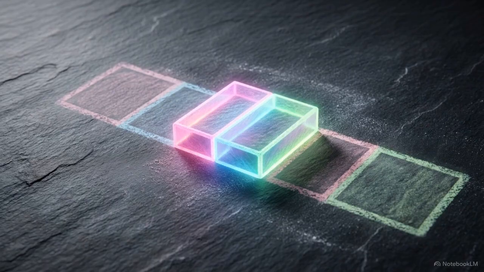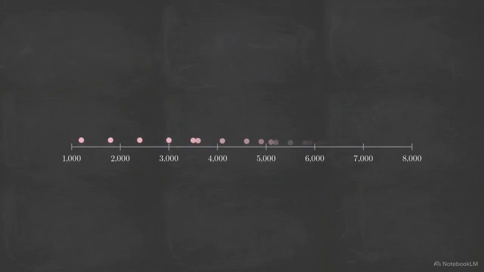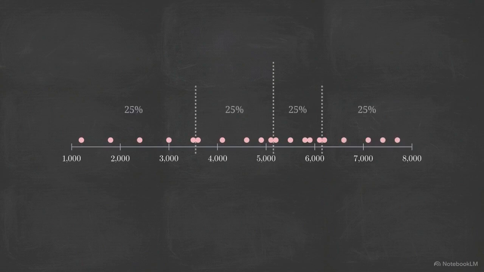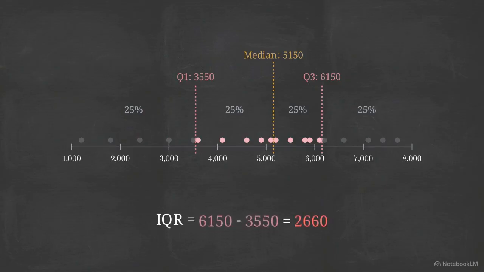This is the role of the interquartile range, or IQR. We start by dividing the ordered data into 4 equal segments, with each representing 25% of the observations. We find the median of the full set, then identify the medians of the lower and upper halves. For this data, the lower quartile, or Q1, is 3,550. The upper quartile, Q3, is 6,150. By subtracting Q1 from Q3, we get an IQR of 2,660. This is the width of the middle half of the distribution.